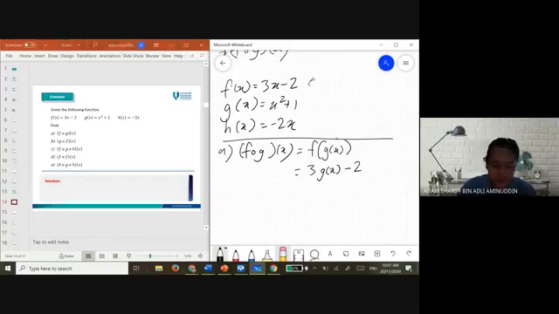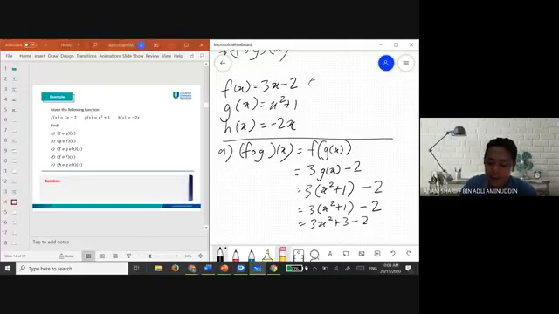Apakah GX? Tak habis lagi. GX ialah x kuasa 2 tambah 1, tolak 2. Becomes 3(x squared plus 1) minus 2. You boleh mudahkan menjadi 3x squared plus 3 minus 2, becomes 3x squared plus 1. This will be the composite of F and G.